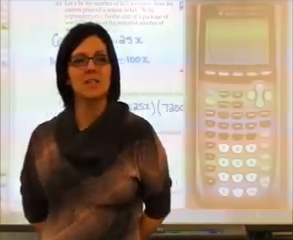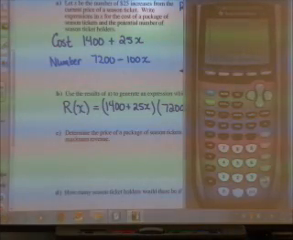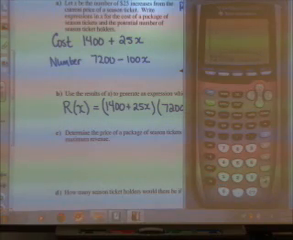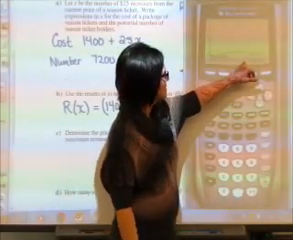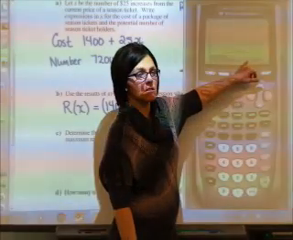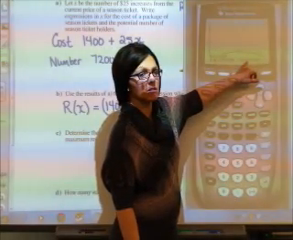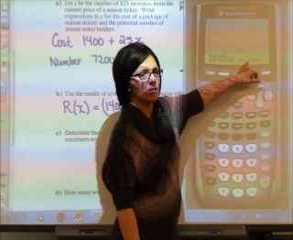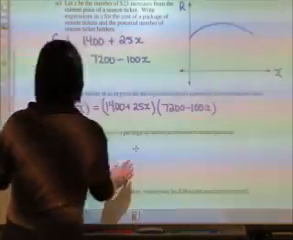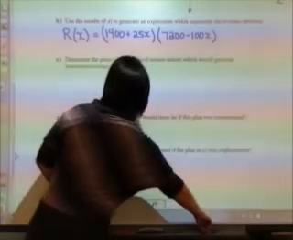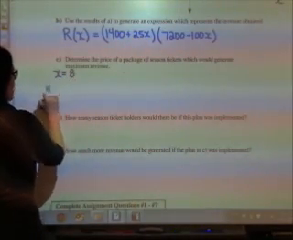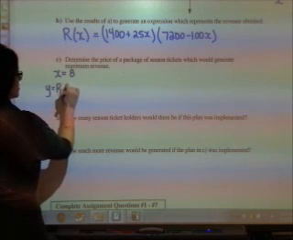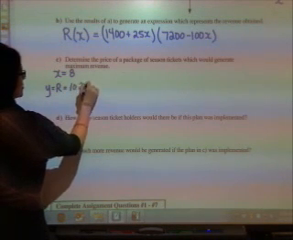And what does my x value equal? $8. And what's the maximum revenue at 8? I get 10 million. So then my x value equals 8, and my y value, which is my revenue, is 10,240,000.